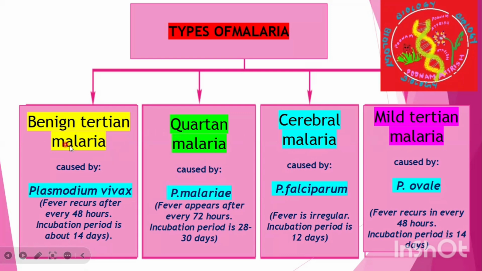So here you can see benign tertian malaria is caused by Plasmodium vivax. Here fever recurs after every 48 hours and incubation period is about 14 days. Quartan malaria is caused by Plasmodium malariae. Here fever recurs or reappears, you can say, after every 72 hours and incubation period is 28 to 30 days. Cerebral malaria is caused by Plasmodium falciparum. Here, fever is irregular. Incubation period is of 12 days. Mild tertian malaria, which is caused by Plasmodium ovale. Here, fever recurs, repeats in every 48 hours, and incubation period is of 14 days.